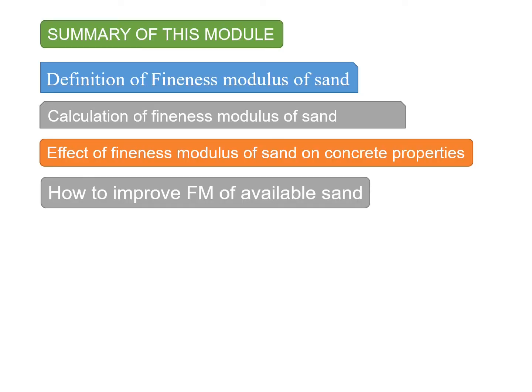So to summarize this module, we talked about the definition of fineness modulus of sand and fineness modulus of aggregate, how the aggregate fineness modulus ranges between 6 to 8 and the FM value for sand ranges between 2 to 4. We covered the calculation of fineness modulus of sand or aggregate, the effect of fineness modulus of sand on concrete properties, and how to improve or modify the fineness modulus of the available sand, to make your finer sands more usable for concrete by improving their fineness modulus values.